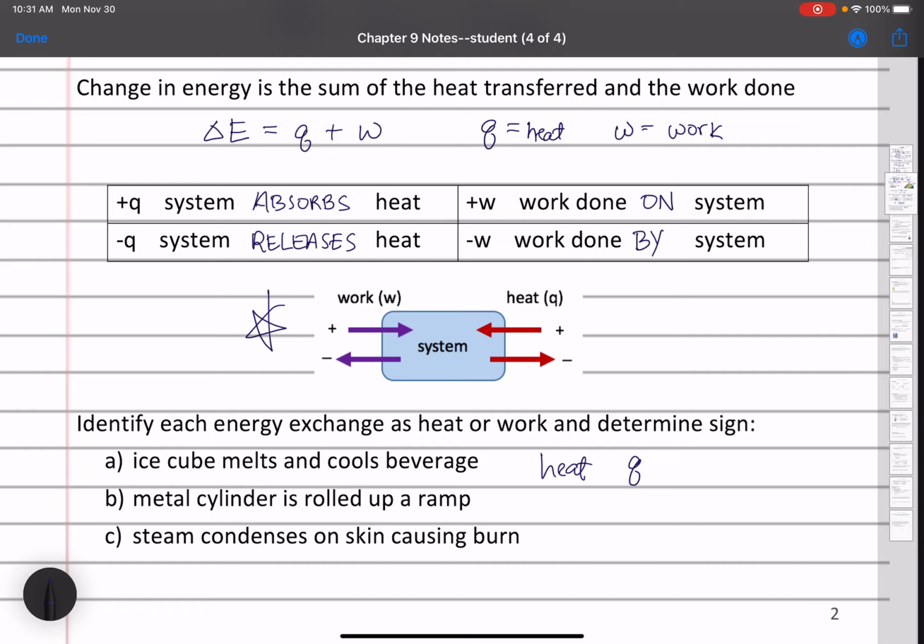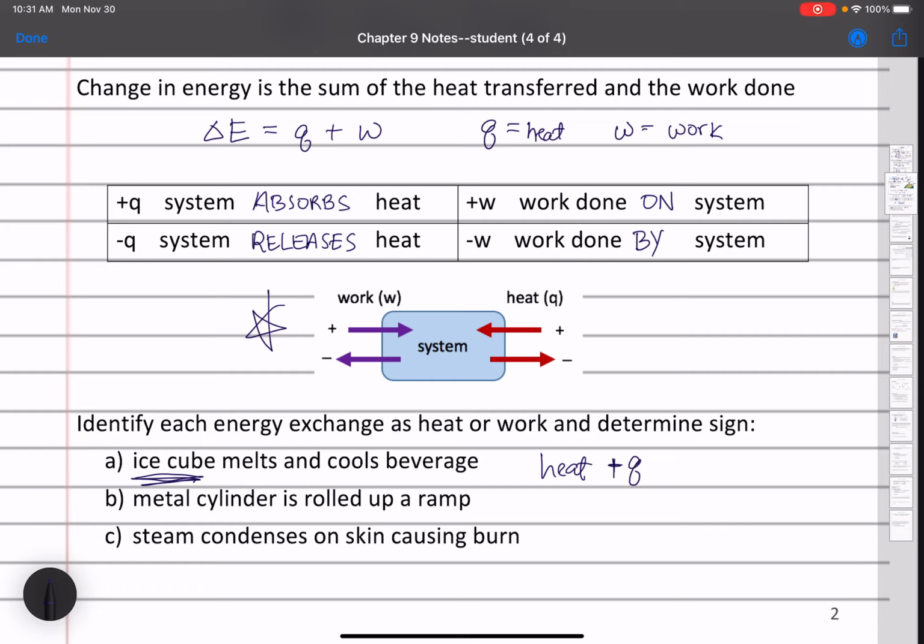And the sign of Q, the ice cube melts and cools the beverage. The ice cube is our system. We just had that as an example above, and we said that the ice cube is actually gaining heat. Heat is being gained by the ice cube, and that's causing it to melt. So if it's gaining heat, then we have a plus sign, okay?